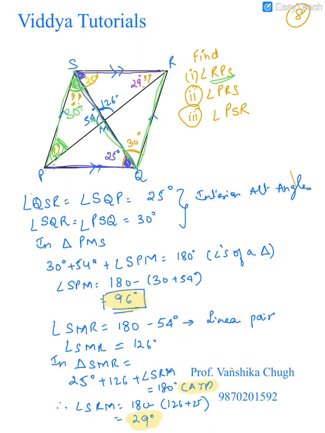So I have found my two angles. RPS I have found as 96, and PRS I found as 29, and the third angle I am supposed to find is PSR, which I have already found. I have found this as 30, so PSR will become 30 plus 25, which is 55. So I can just write it over here. Angle PSR will be equal to 30 plus 25, which is 55 degrees. So I have found the measures of all the three angles. Thank you.